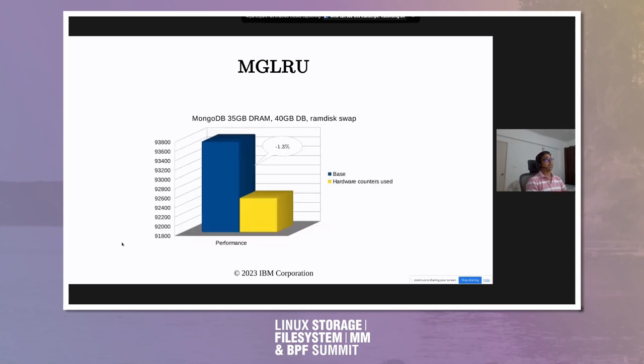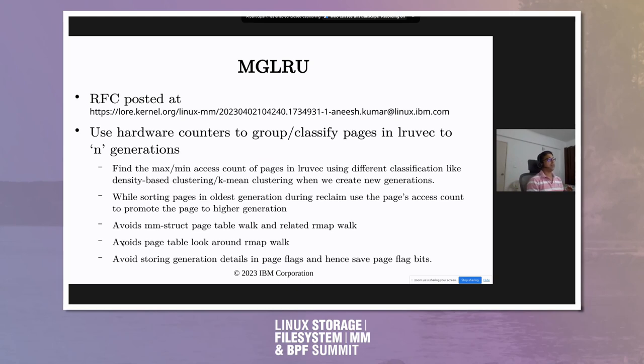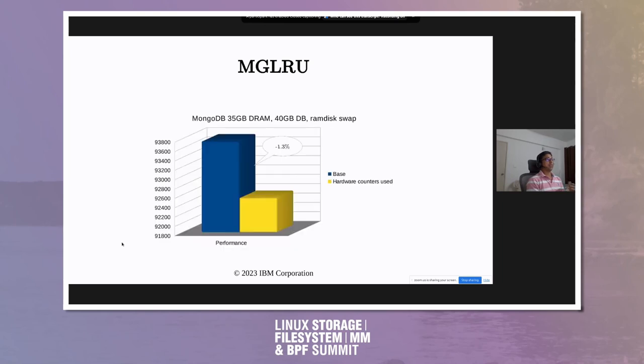Having said that, I also want to look at some of the numbers. I want to make sure that we understand that optimizing reclaim is really, really tricky because it's heavily optimized and different workloads have different behaviors. So one of the things I did was run a test with MongoDB. As you can see, when I used hardware counters, the performance dropped. Even though the graph shows a large drop, it's a 1.3% drop. There is extensive reclaim, as can be seen in the next slides.